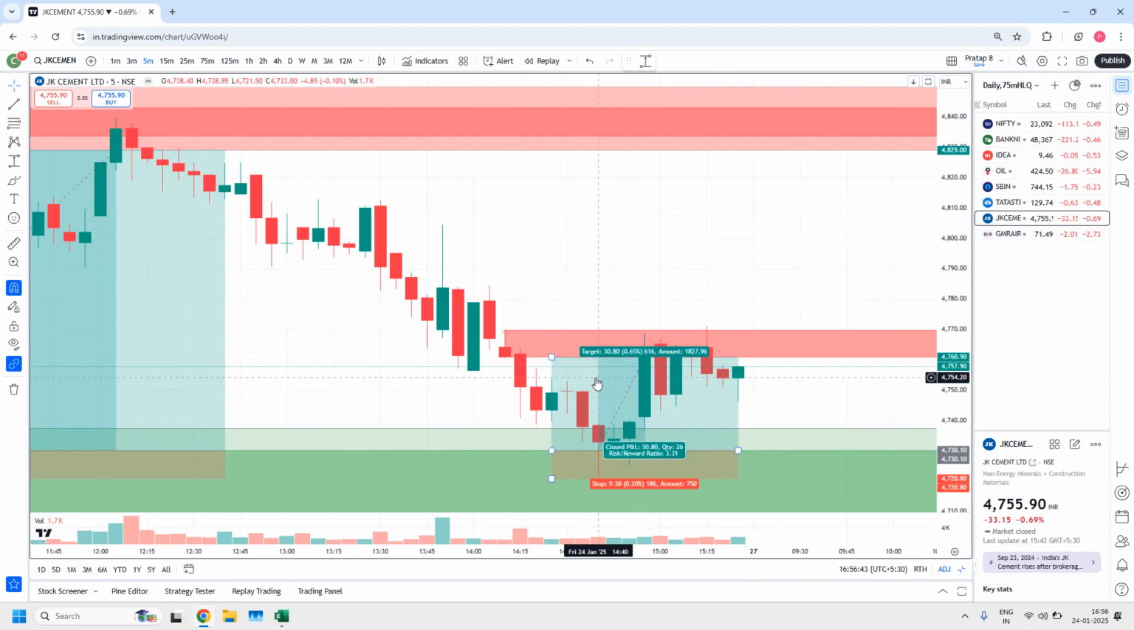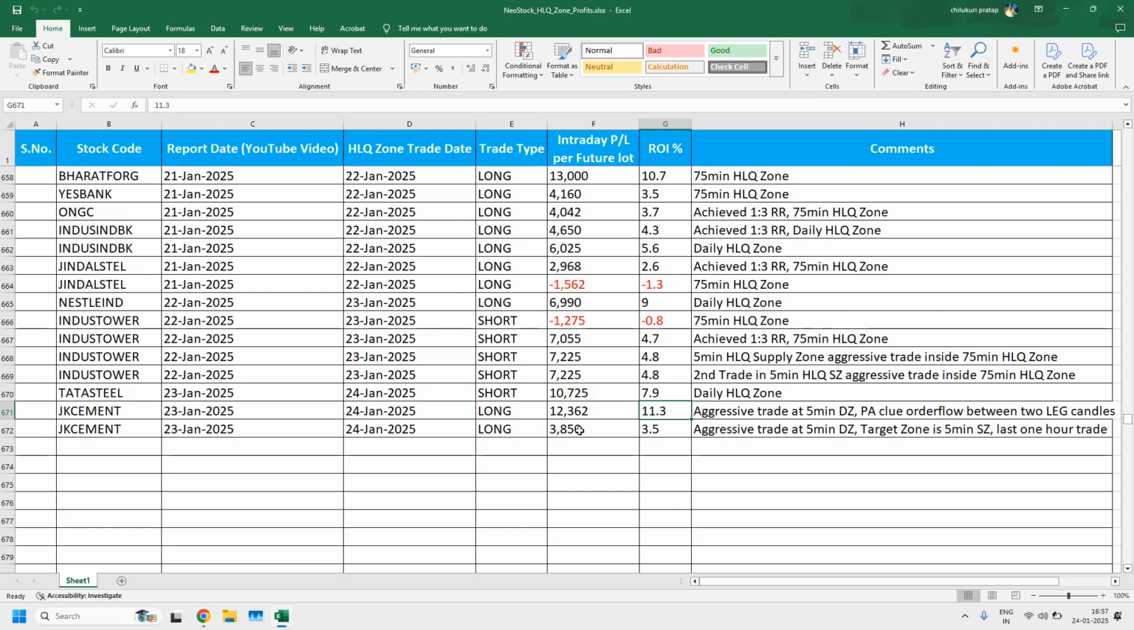And until here, what is the RR we have? 1:3.31. And that way it reached. This was held for some time because it is a 5 minute target. Finally, it slightly pierced and the market also closed. And this is the way the JK Cement second trade has given 3,850 rupees profit, 3.5% ROA.